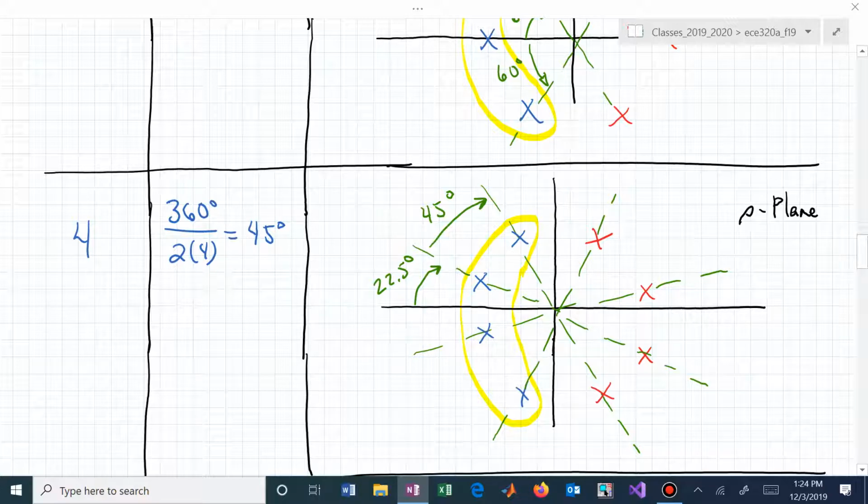Why are we doing this Butterworth filter? I forgot. So I can have an nth order. What's special about these pole locations?